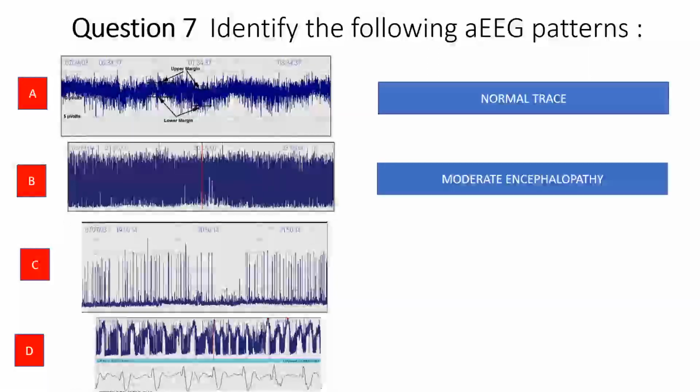This is a moderate encephalopathy. Particularly, the definition of moderate is when your lower margin is below 5, you can see that the width of the band is very broad and the upper margin is above 10. That is known as a moderate encephalopathy.